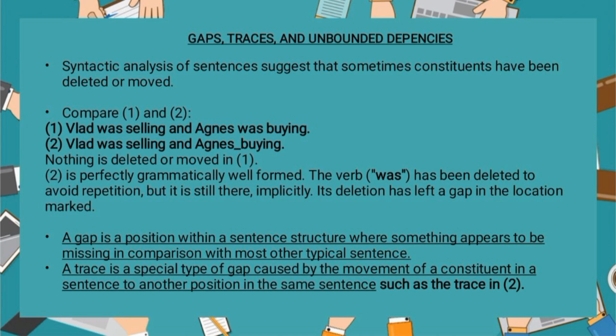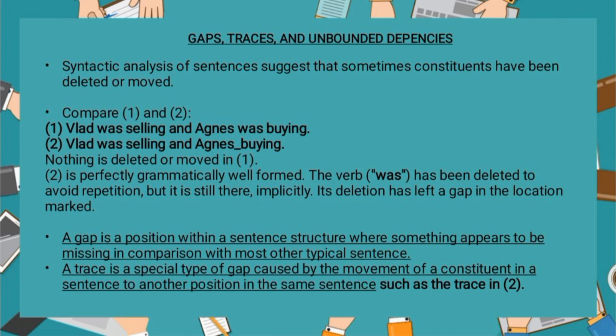A gap is a position within a sentence structure where something appears to be missing in comparison with most other typical sentences. A trace is a special type of gap caused by the movement of a constituent in a sentence to another position in the same sentence, such as the trace in number 2. So when we say gaps, it is sentences where words are missing, but we still understand the meaning.